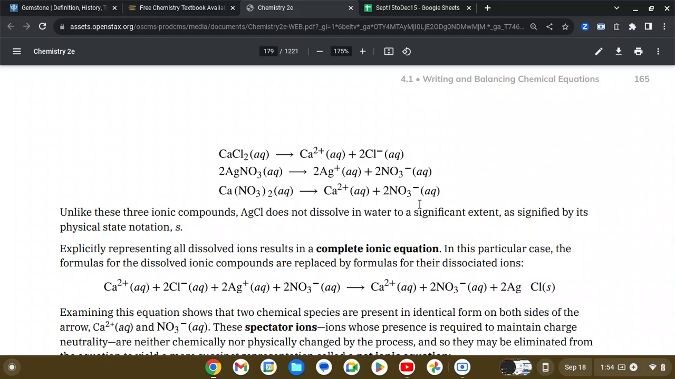Unlike these three ionic compounds, silver chloride does not dissolve in water to a significant extent, as signified by its physical state notation, solid. Explicitly representing all dissolved ions results in a complete ionic equation. In this particular case, the formulas for the dissolved ionic compounds are replaced by formulas for their dissociated ions. So you have calcium ions, chloride ions, silver ions, nitrate ions. That gives you calcium ions, nitrate ions, and silver chlorides.